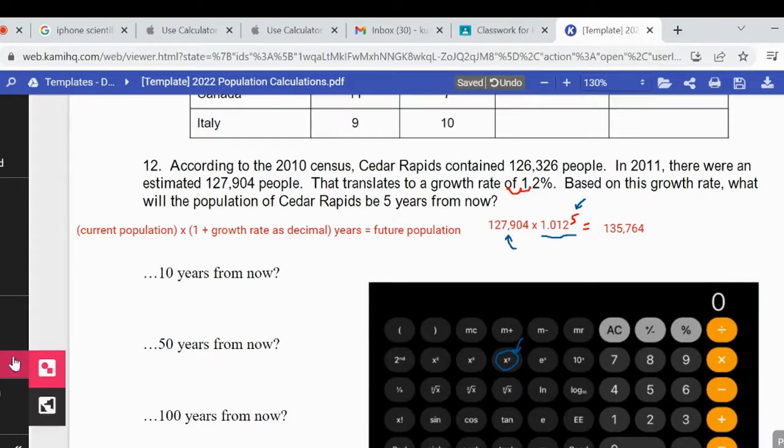All right, so when you do the next one, 10 years from now, you're going to do the exact same thing, except, wink, wink, get rid of that 5 and replace it with a 10. And what the heck, I'll do it for you again.